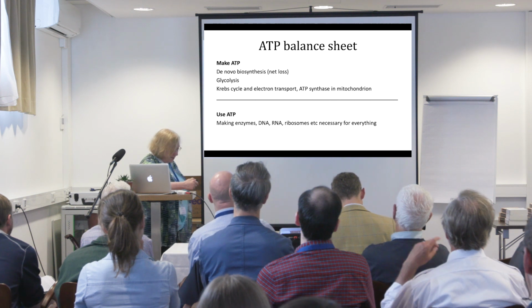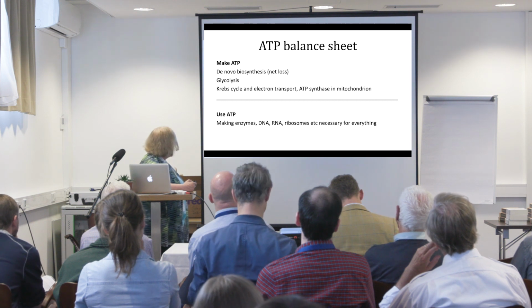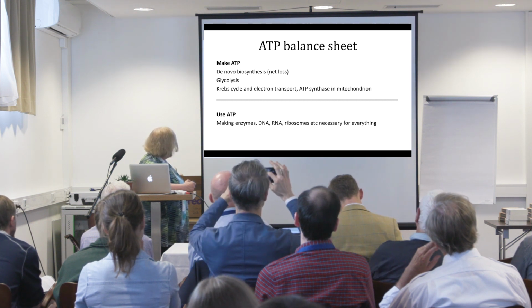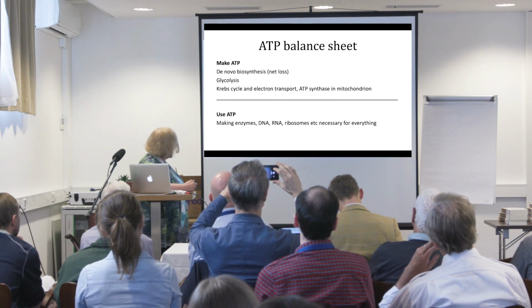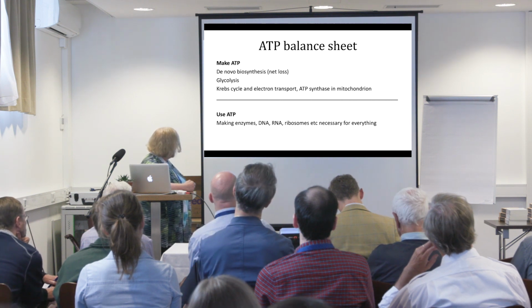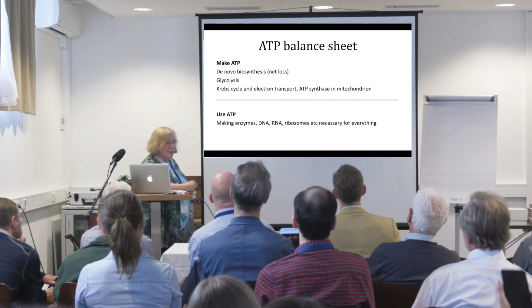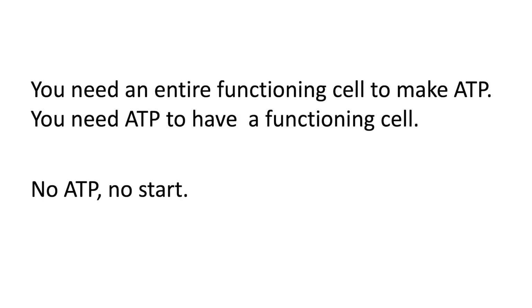Now, let's do the balance sheet. To make ATP de novo is a net loss. We generate ATP in glycolysis, in the Krebs cycle, which is another name for the citric acid cycle, in the electron transport and regeneration in ATP synthase. We use ATP in making enzymes, DNA, RNA, all the synthesis of the cell, in everything in the cell. So, in summary, we need an entire functioning cell to make ATP. We also have to have ATP to have a functioning cell. That's what I call causal circularity. No ATP, no start.